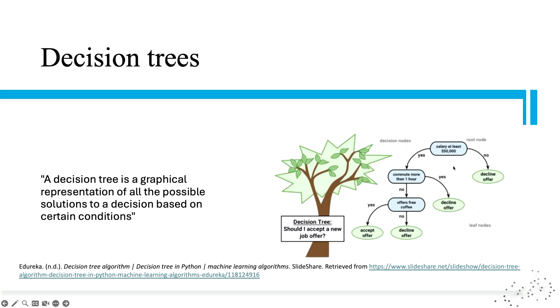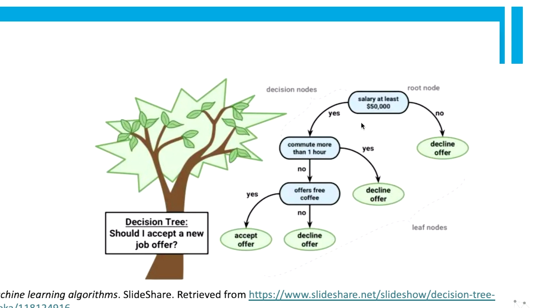So for example, let's say you have a job offer, and you need to decide: will you accept this offer or will you decline? Let's say a company is offering you $50,000 per year, and if it's more than, for example, $50,000, then you accept this job offer, but you have some other conditions in your mind. But if the first condition is not met, you decline this job offer.